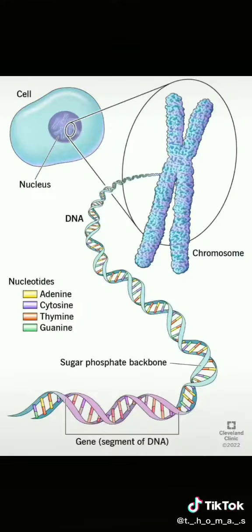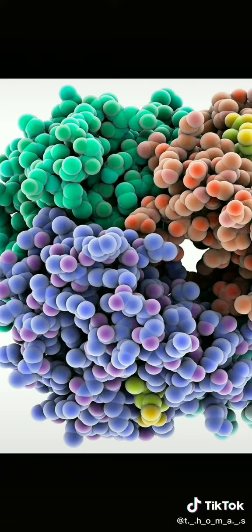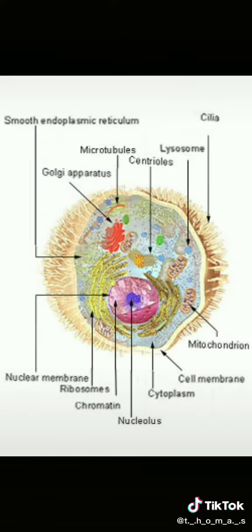So let's talk about how your genes work. Your genes contain instructions that tell your cells to make molecules called proteins. Proteins perform various functions in your body to keep you healthy. Within your cell you can find a nucleus and a cell membrane. We can find the genes in the nucleus of the cell.